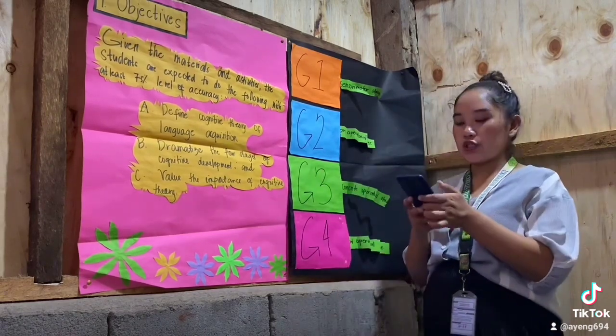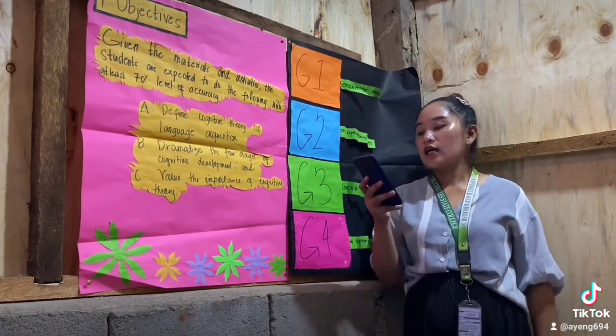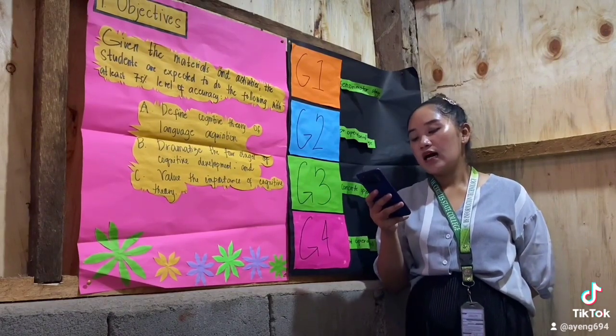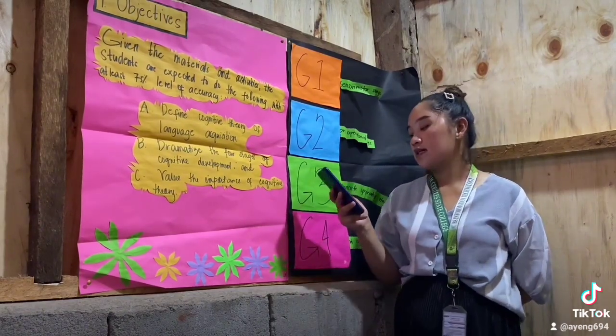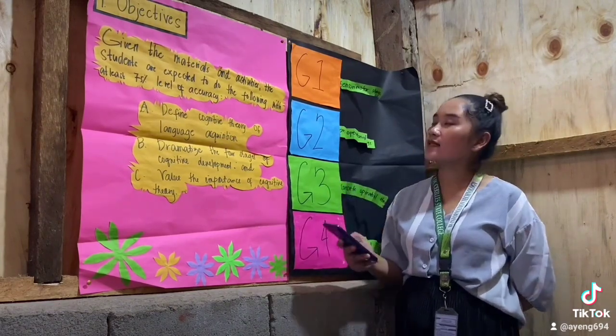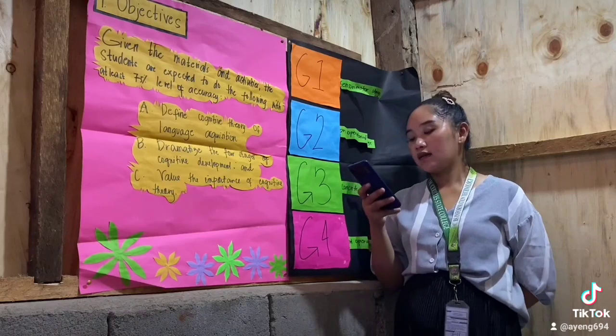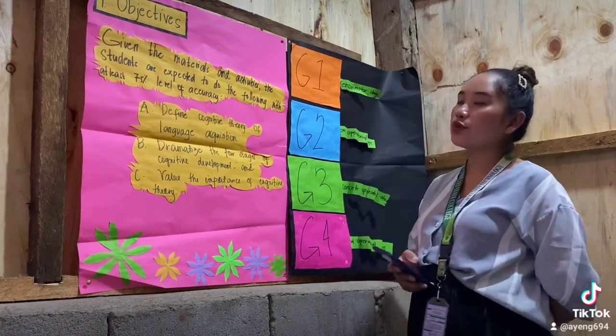The presentation is 20% imagination, 30%, and the total is 50 points. So, are you ready, class? Yes, ma'am. Okay, so you may now go to your group.